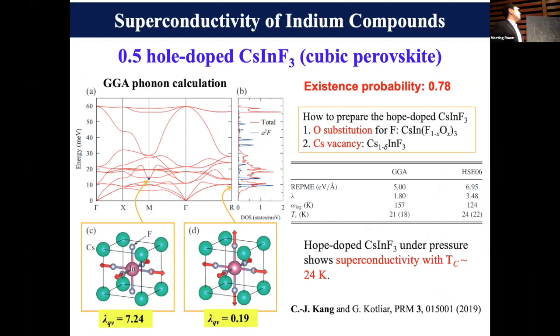Okay, we also found a stable indium compound that shows superconductivity. It is cesium indium fluoride. The estimated existence probability is 0.78. It is quite sizable. And the computed superconducting transition temperature is about 24 Kelvin. So this result encourages the pursuit of experimental synthesis.